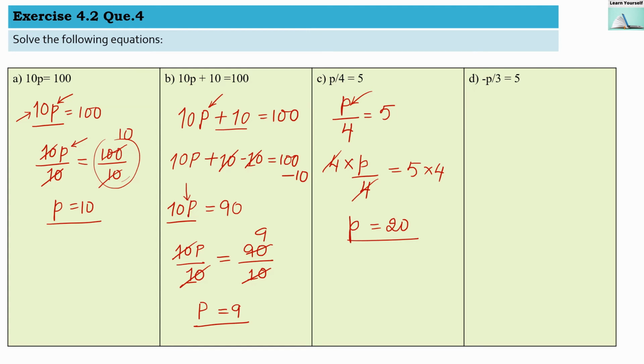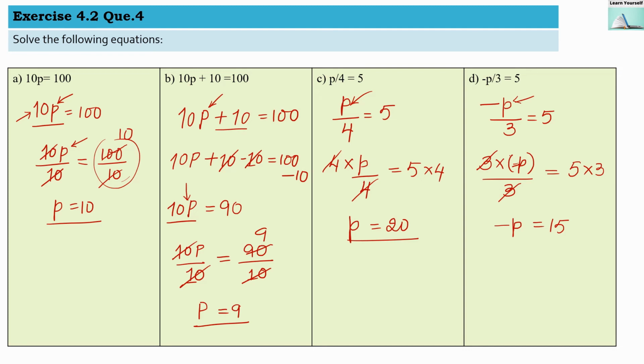Our next equation is minus p by 3 equals 5. Now we want to separate this variable p. So we are going to multiply by 3. Minus p is in multiplication, 3 is in division, and in the same way we are going to multiply by 3. So 3 and 3 will get cancelled out. We will get here minus p equals 15.